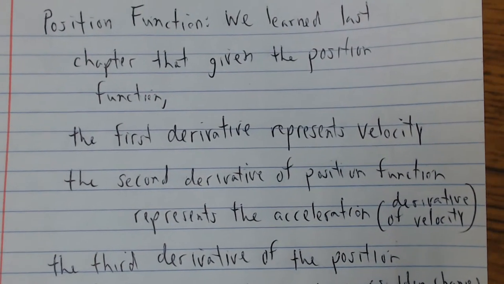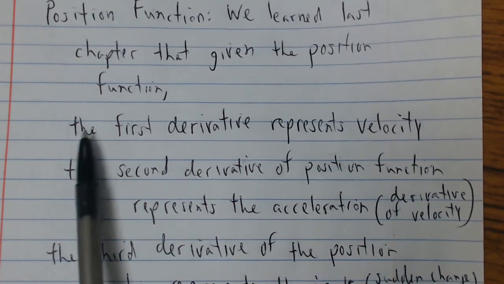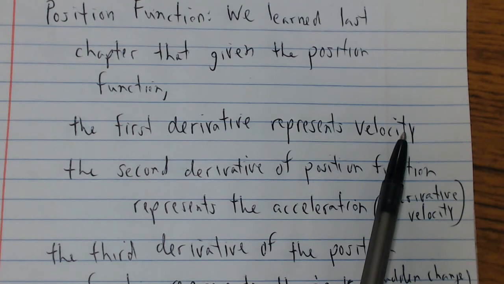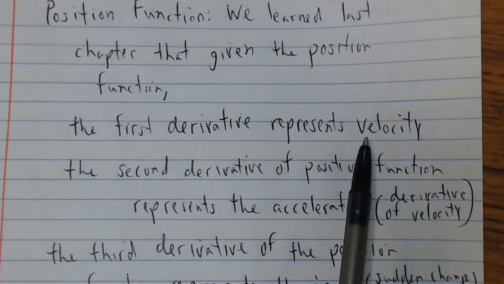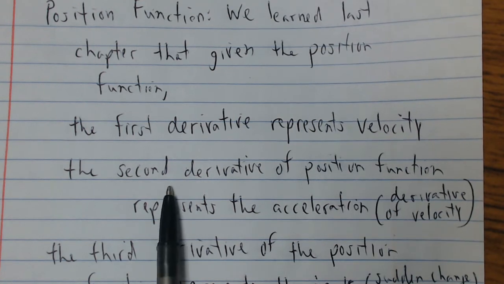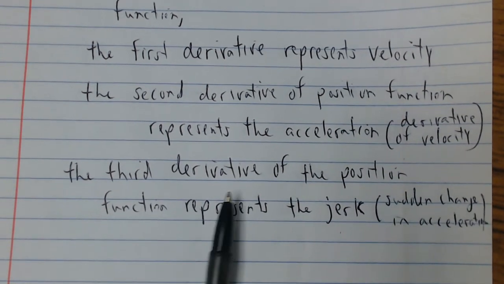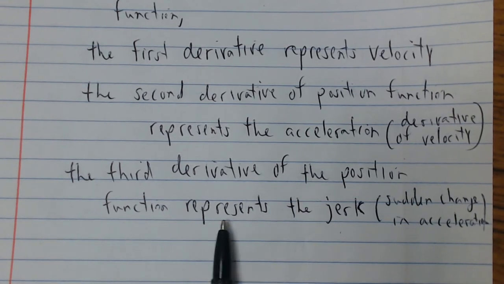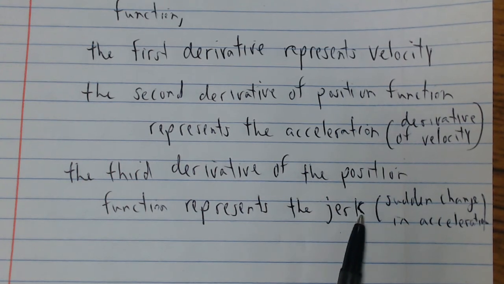Just to quickly summarize: if I give you the position function, the first derivative of position gives you velocity, which is nothing new to us. The second derivative of position, or the first derivative of velocity, gives us the acceleration of the object. And the third derivative of position, in other words the first derivative of acceleration, is known as the jerk function. That basically wraps up this section.